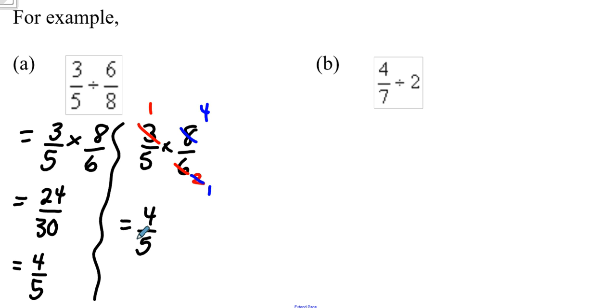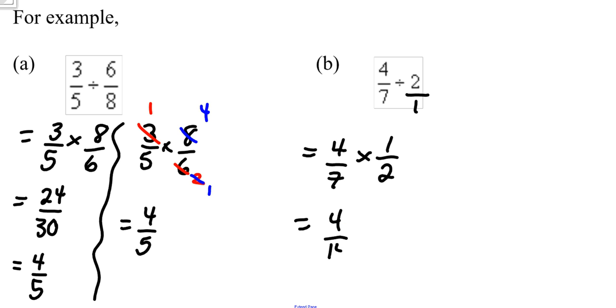Now for the example in B, it might be a little bit more difficult to see what the reciprocal of 2 is, but remember 2 can be written as 2 over 1. So if we rewrote that as a multiplication problem, we would end up with 4 over 7 times 1 over 2. And then again, we could go ahead and just multiply. 4 times 1 is 4, 7 times 2 is 14. And we could simplify, so 2 goes into both of those.